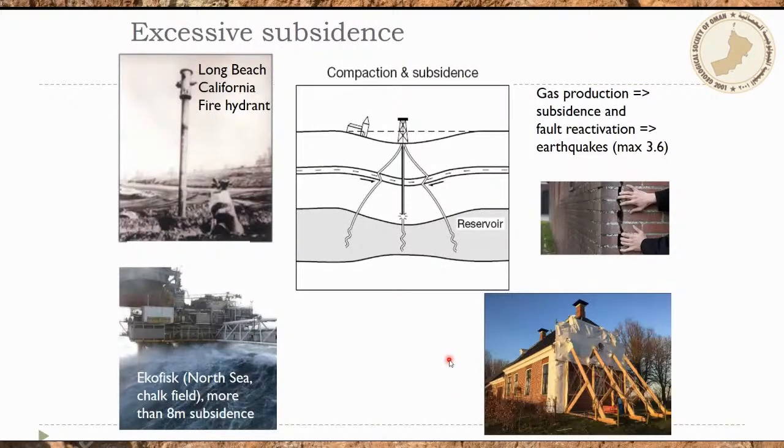Okay, the last slide before I end: there is another issue called subsidence or compaction. One of the major fields is called Ekofisk in the North Sea, which is a chalk or carbonate, a very loose carbonate field. We got some compaction and subsidence offshore there. This also happened in Oman, in one of the fields.